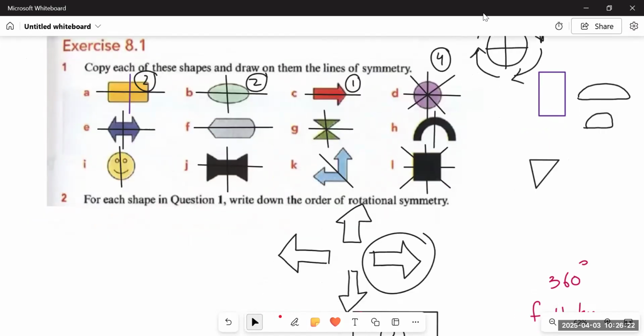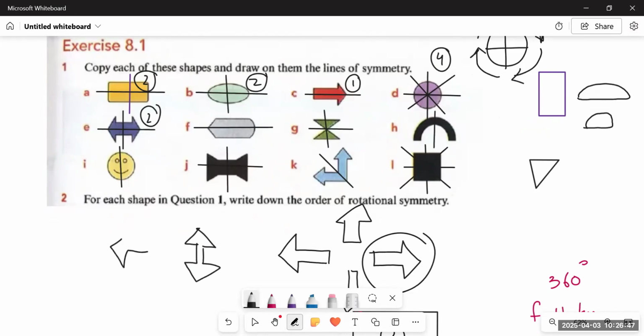Now, again, since this arrow is different from the one in part C, it has 2 arrows on either side, so it will have order of rotational symmetry 2. Why? Because at first, when I rotate it 90 degrees, it will look like this. But when I rotate it a further 90 degrees, that is from the start to 180 degrees, it will again look like this.